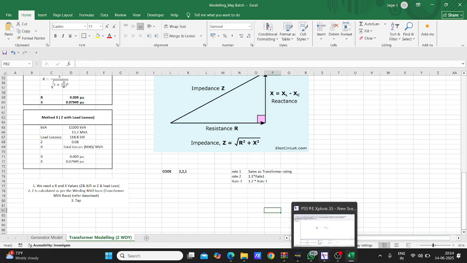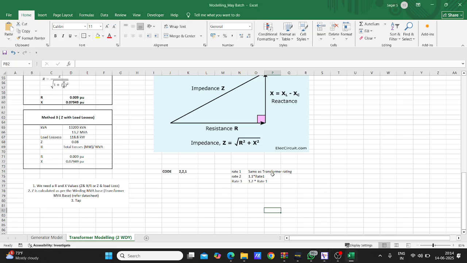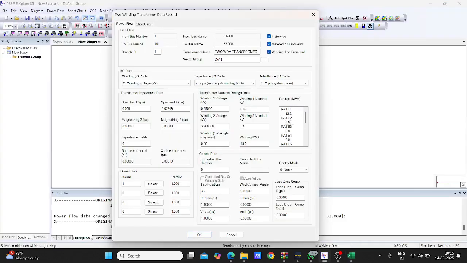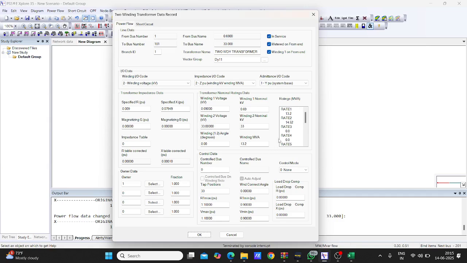What does this mean? What are rate 1, rate 2, rate 3? It's quite weird. Where it will be helpful is when you go for the contingency analysis or feasibility studies, where rate 2 is a kind of emergency rating, if there is any one parallel. When we go for the contingency analysis, I will discuss this at that time. So 13.2 here, then 1.1 into 13.2, then 1.2 into 13.2. Then 14.5, copy and paste it here. Good. Then 15.4, copy and paste it here.